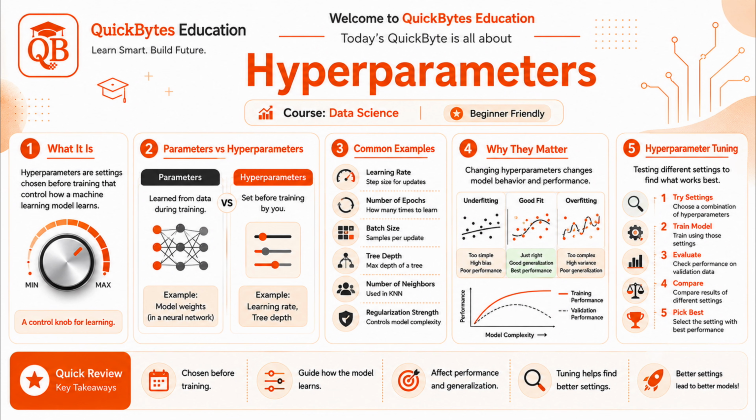In this lesson, we'll cover 5 things. First, what a hyperparameter is. Second, the difference between parameters and hyperparameters. Third, common examples of hyperparameters. Fourth, how hyperparameters affect overfitting and underfitting. And fifth, what hyperparameter tuning means.